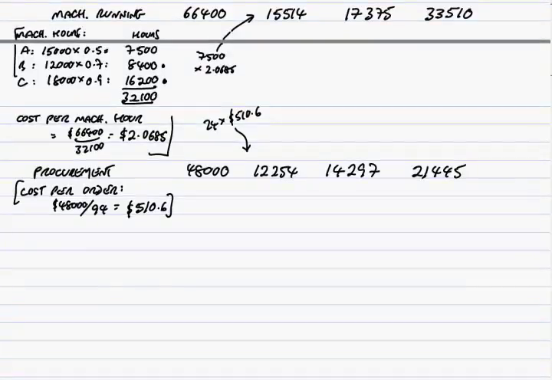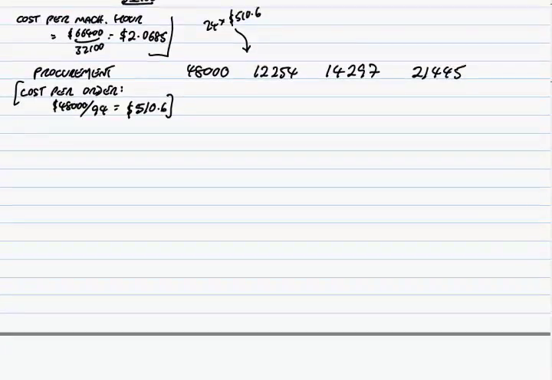Nearly there. Incidentally, those three don't add up. If you add those up, 12,254 plus 14,297 plus 21,445, it actually comes to 47,996, not 48,000. Well, that's because of rounding fairly obviously, and if it upsets you, by all means do it to more decimal places. But you'll see shortly, it makes absolutely no difference. A few dollars rounding here will make no difference at the end. Anyway, back to the question. The last cost is delivery costs.